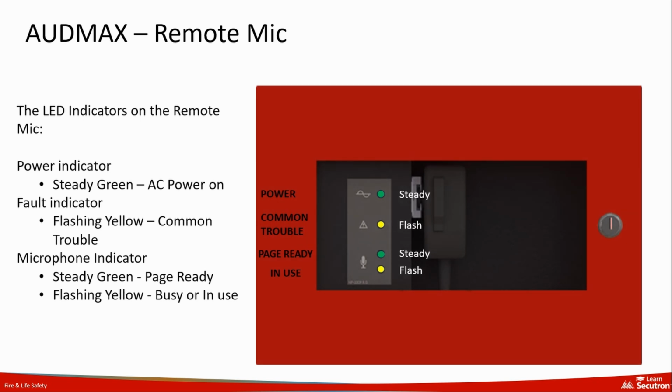The remote mic has indicators that show power and trouble status. In addition, the mic status LED provides the user with status of the paging bus. If the LED is green, all call paging is available. If the mic status LED is flashing yellow, it means the system paging bus is in use by another microphone, and paging is not available until the light is green.